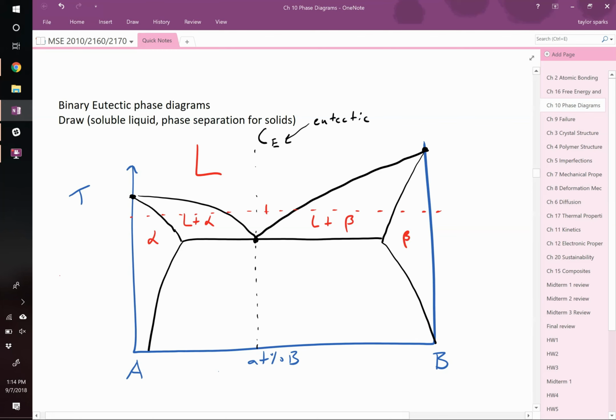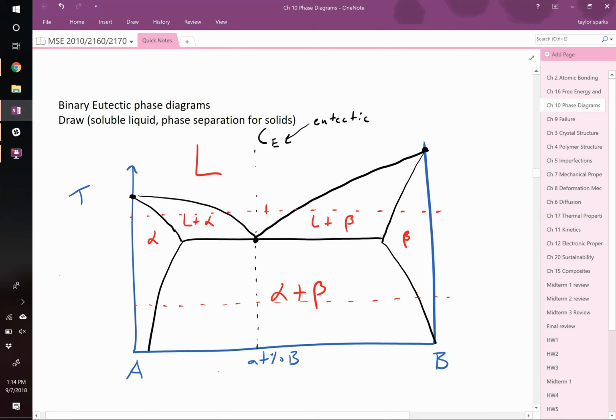And now let's pick a different temperature and do our same rule again. Let's pick this temperature. If we do our 1-2-1-2 rule, we have a single phase region, we have a single phase region, so this must be a two-phase region. Okay? So you're going to have alpha plus beta here. Whatever's on the left plus whatever's on the right.